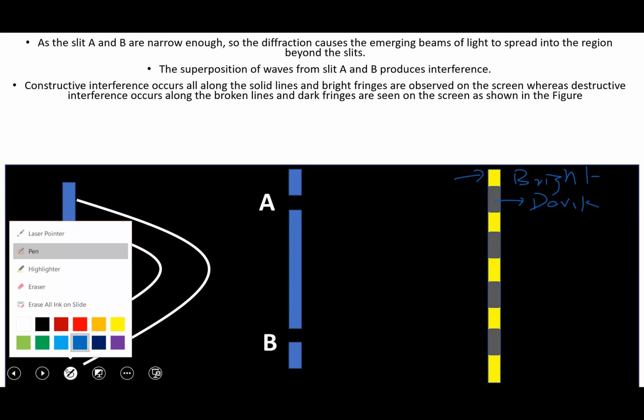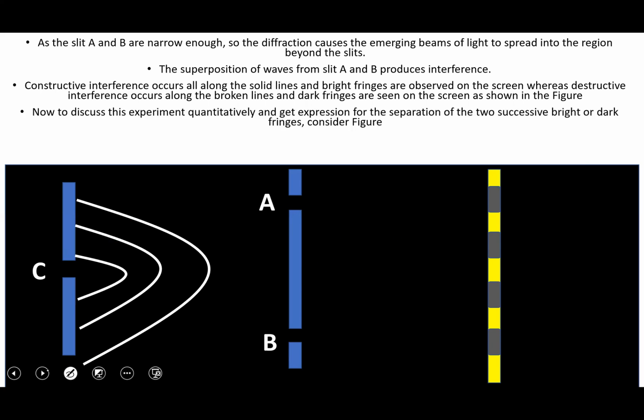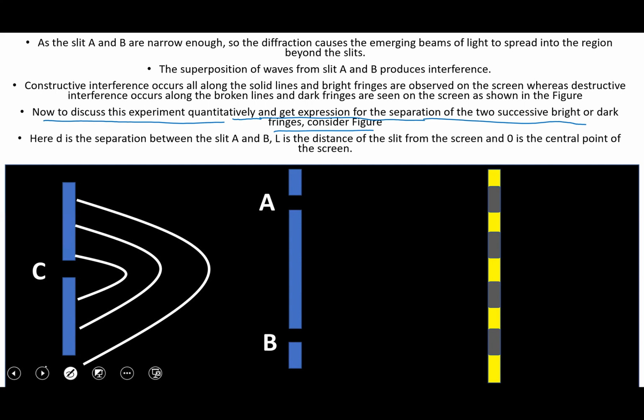So in this case, to discuss the experimental quantities and get an expression for the separation of two successive bright or dark fringes, let us consider the figure. Now in this case, the distance between A and B is D. Here D is the separation between the slits A and B.